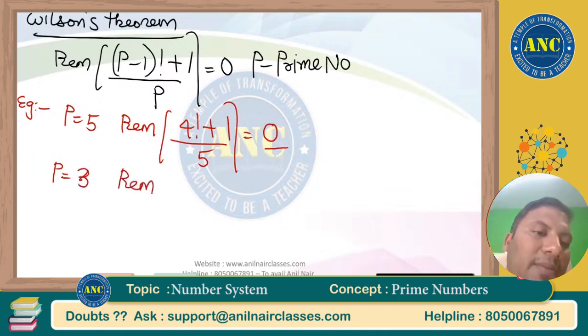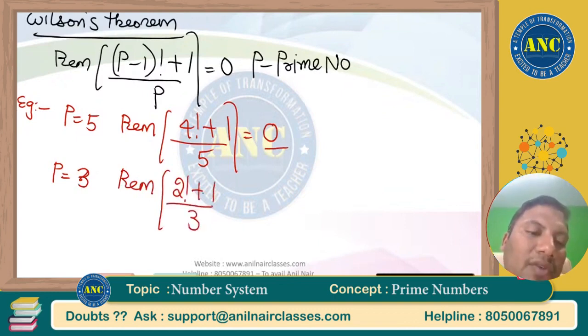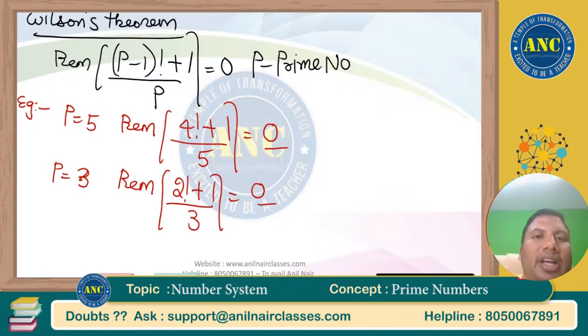If the P value is 3, this becomes 3 minus 1 factorial, 2 factorial plus 1, when divided by 3. Again the remainder is 0. I hope it is clear, right? (P minus 1) factorial plus 1 when divided by P, the remainder is always 0, as long as P is a prime number.